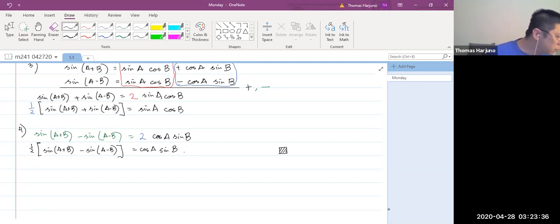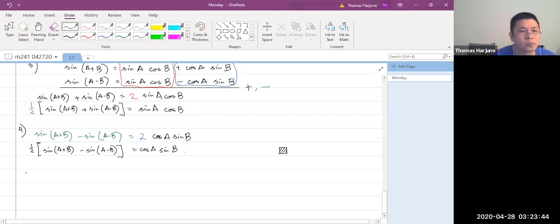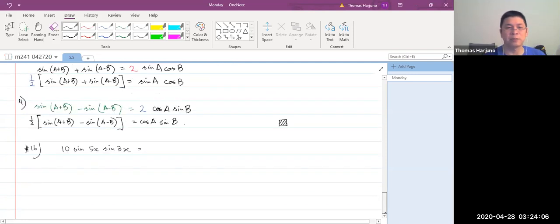Okay, if I take a look from our textbook, let's say we do number 16 on that 5.5: simplify 10 sine 5x sine 3x. Simplify that from product to difference. Now, this will be my product of sines.